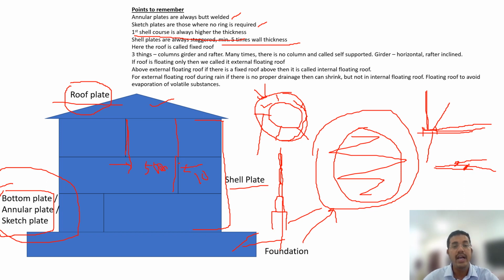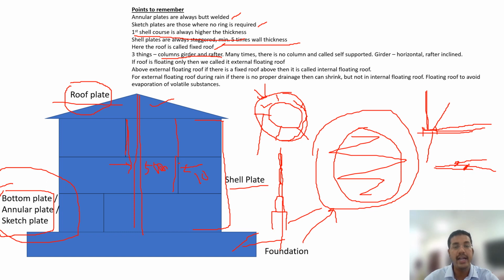And the roof, there are different types of roof. As I told, later on we'll discuss the types of roofs. So here it is a fixed roof. For a roof, there are 3 things required for assembling: column, girder, and rafter. What is a column? If in the center there is some support, and if the tank is bigger, sometimes more than one column is used. So this is called column.